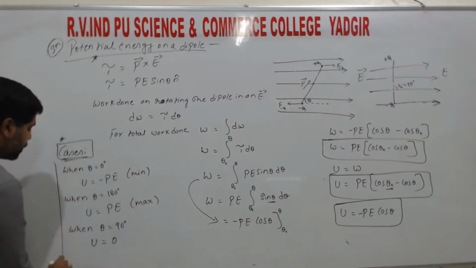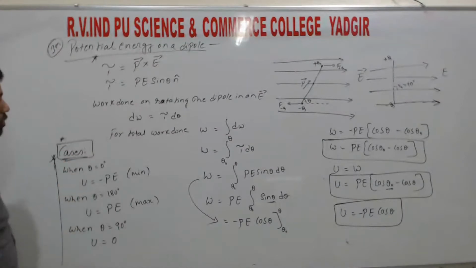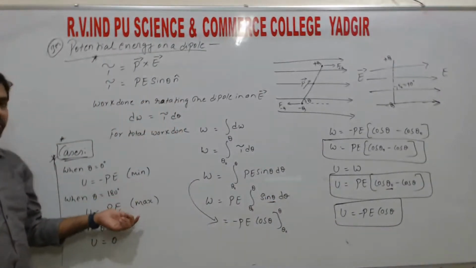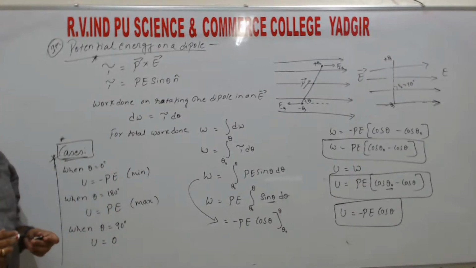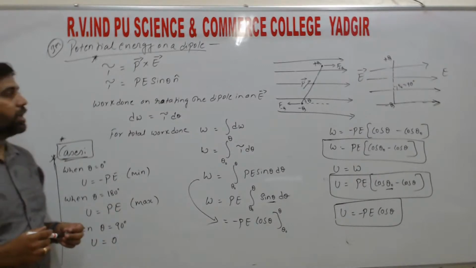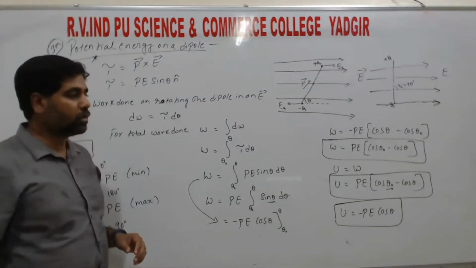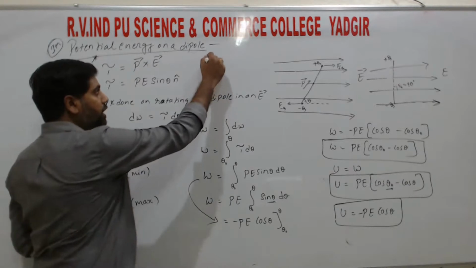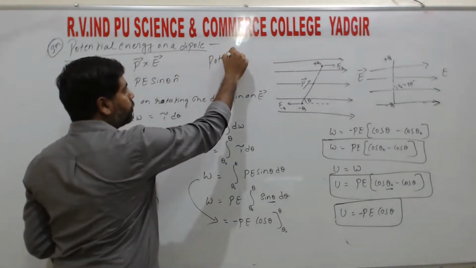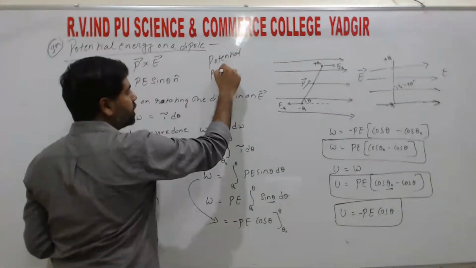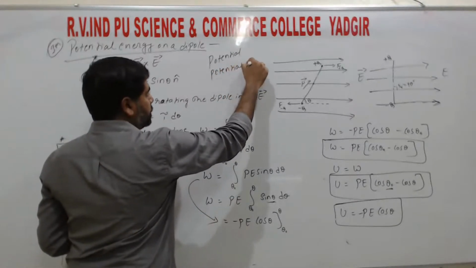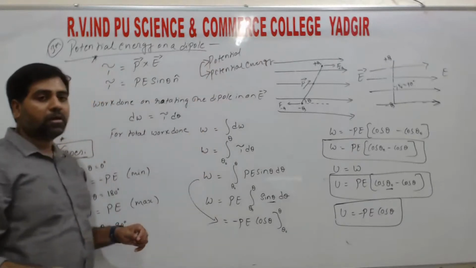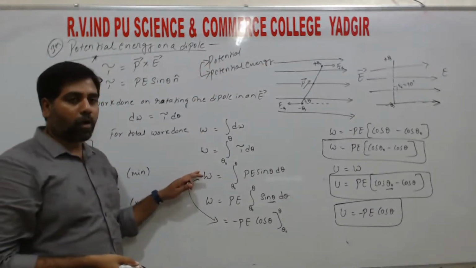These are the special cases, and they are also important. If you know this relation, you can easily find when it is maximum and when it is minimum, right? This is about the potential energy of a dipole, and about electrostatic potential. Here we discussed potential and potential energy. There is a slight difference between potential and potential energy, also in the formula, right?